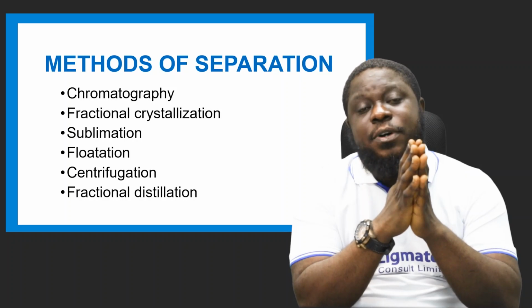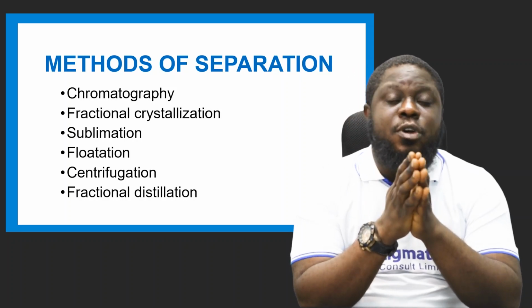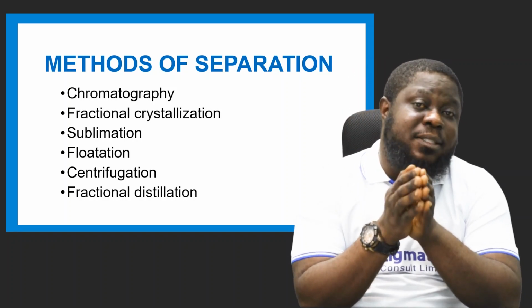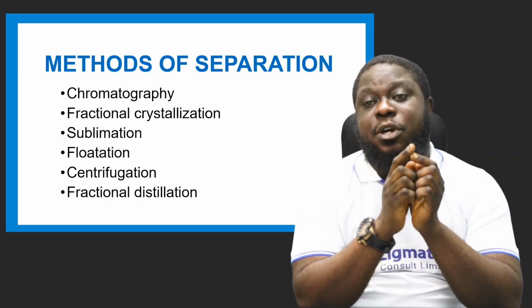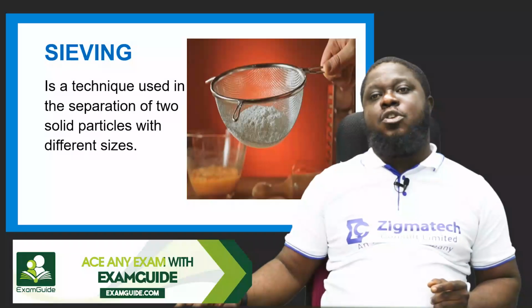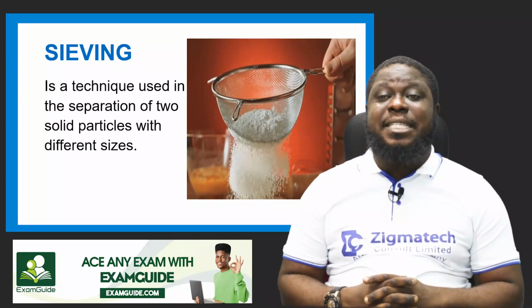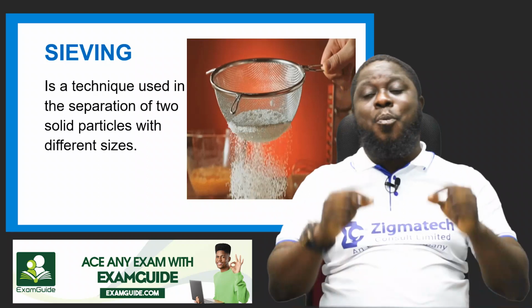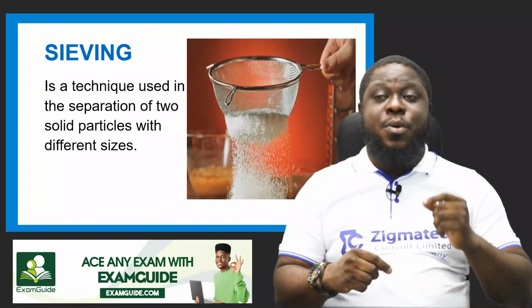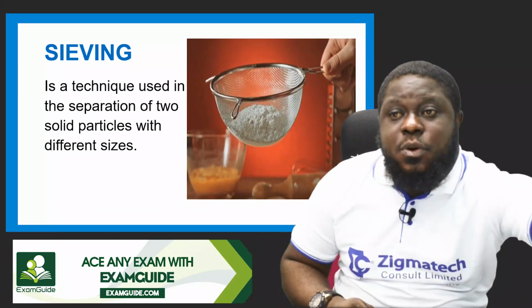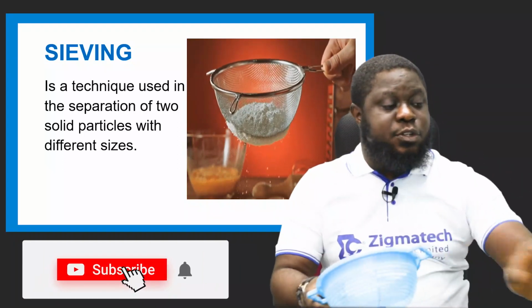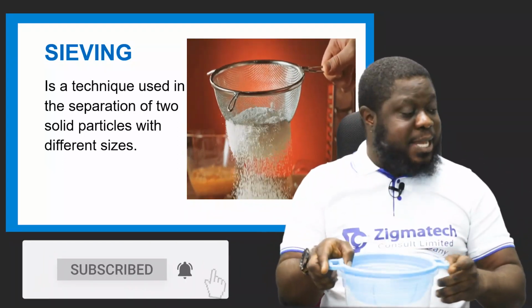These are the 14 methods, or 14 patterns, you can use in the separation of mixtures. Now let's see number one. Number one is sieving. Sieving is a technique used in the separation of two solid particles with different sizes. If you look at your screen, it's doing so. Now let us see how we can separate these particles.